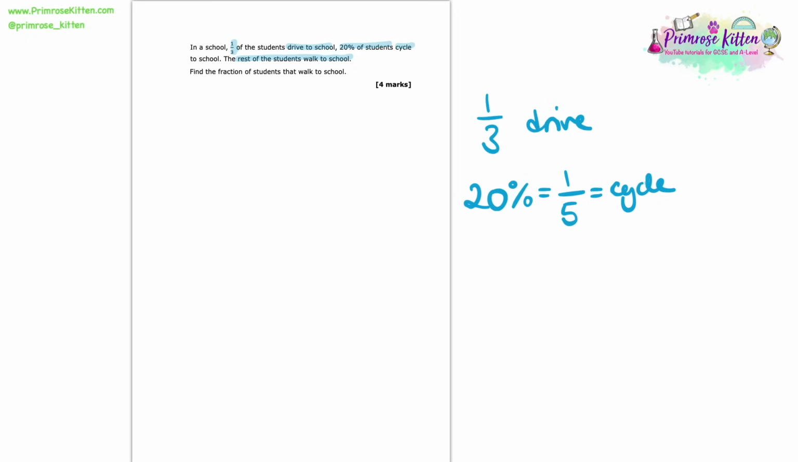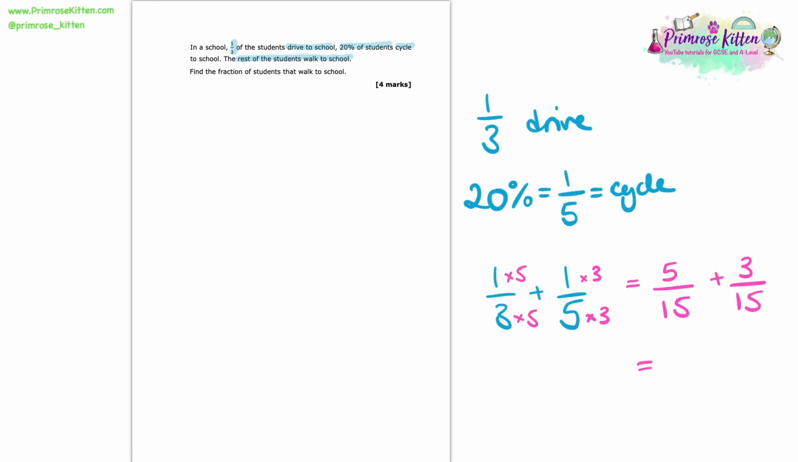And we should know that 20% is equal to 1/5. That should just be a fact that we know. Now if we add that 1/3 to the 1/5, then we've got all of the other options added together nice and tidy that aren't walking. So 1/3 plus 1/5 are the people who don't walk. Now to add these we need a common denominator. So the easiest way to do that is to get these in terms of 15ths. So 1/3 will end up becoming 5/15ths and 1/5 will end up becoming 3/15ths.